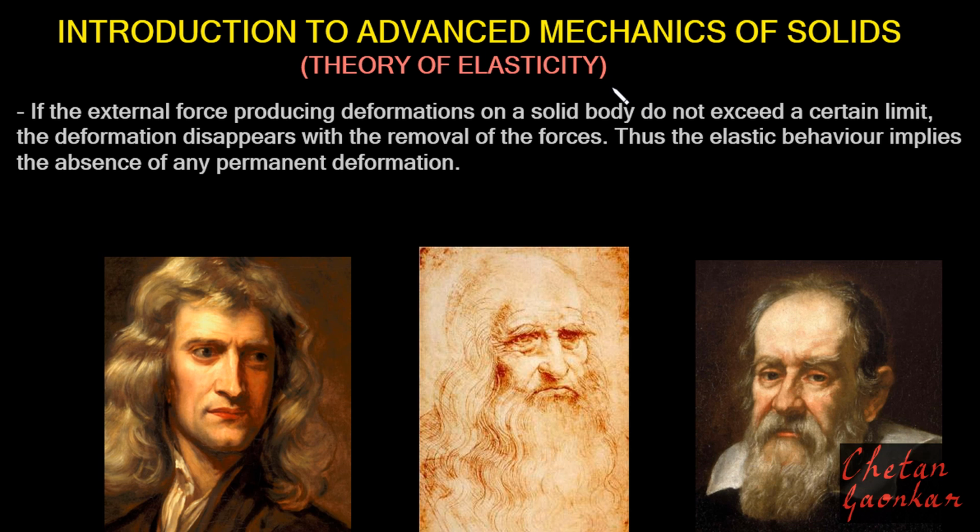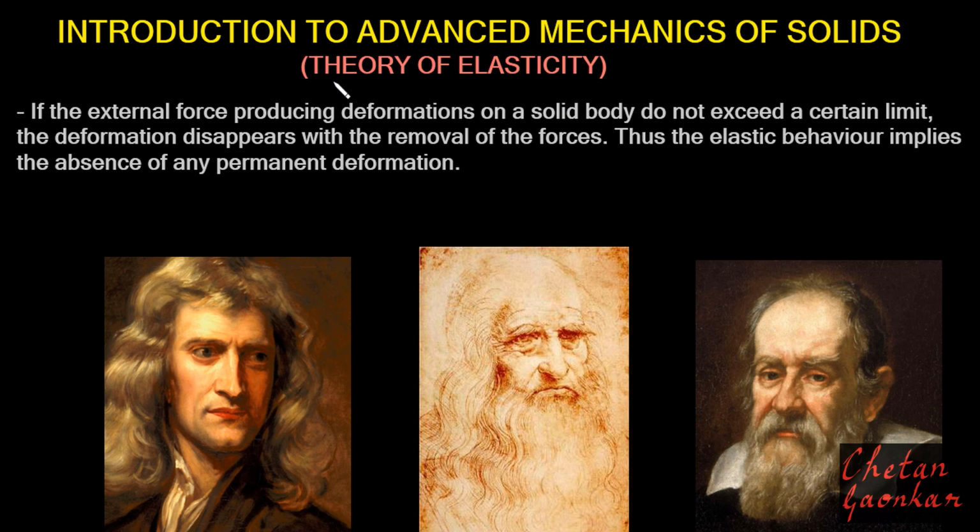Now, when we say this term elasticity, we know that elasticity is nothing but the absence of permanent deformation in any material, say engineering material or non-engineering material. If there is absence of permanent deformation, then we call that kind of behavior elastic behavior. And if permanent deformation is observed in a material, then that kind of behavior is called plastic behavior or plasticity. But this course is all about theory of elasticity.